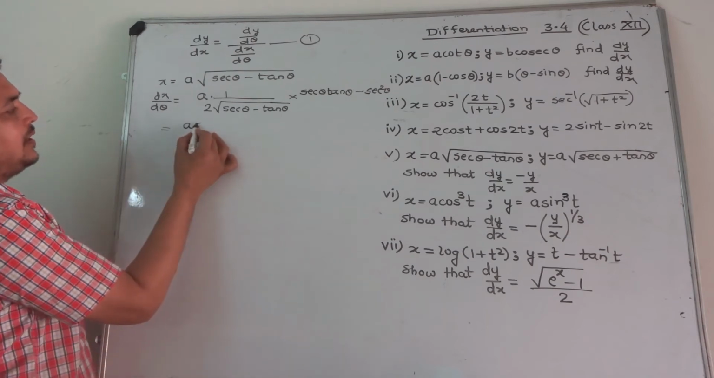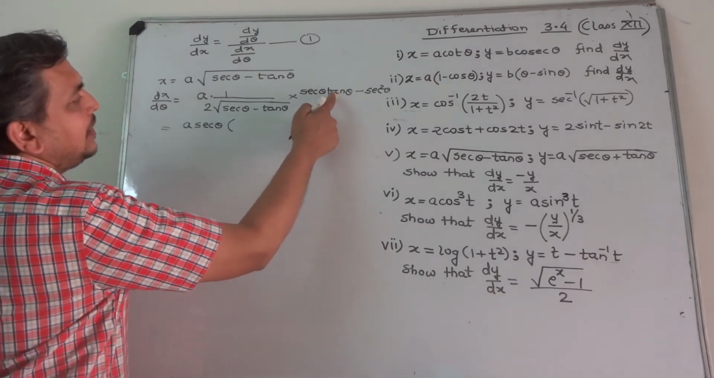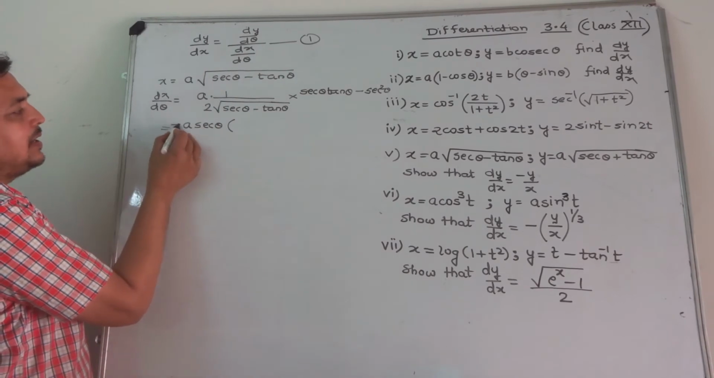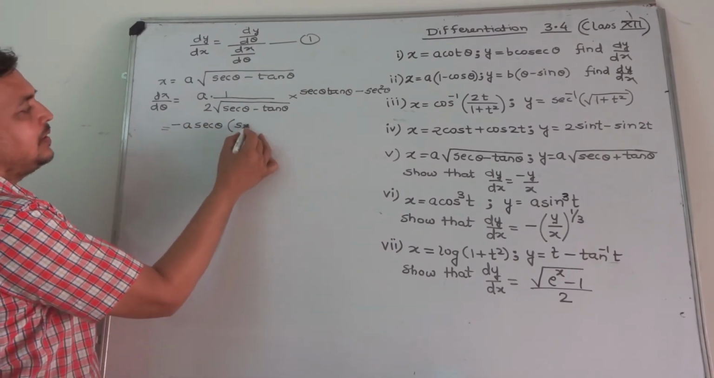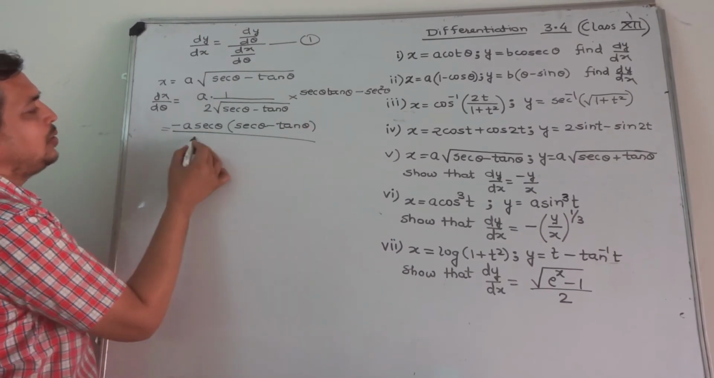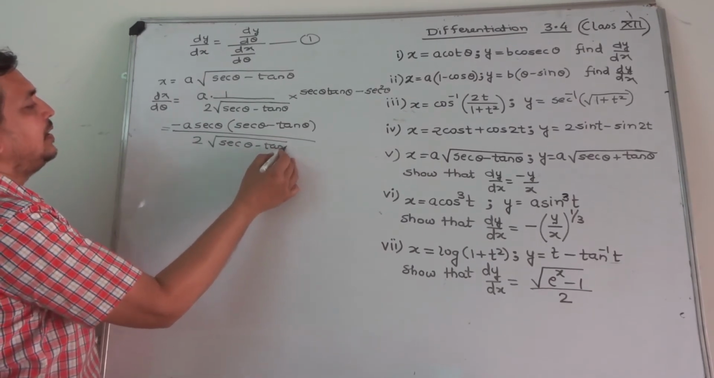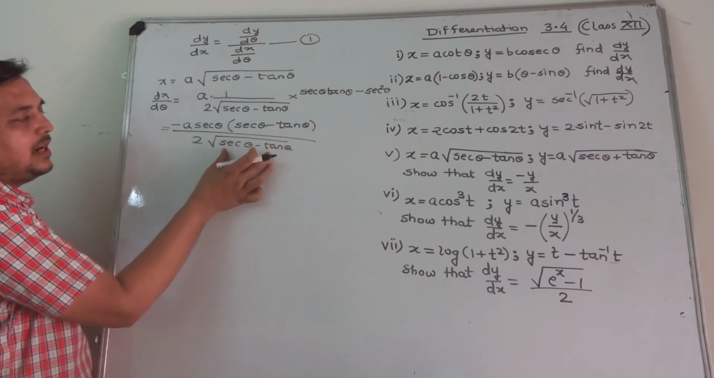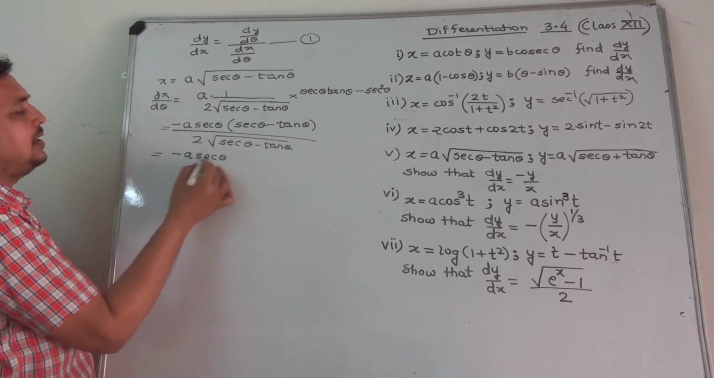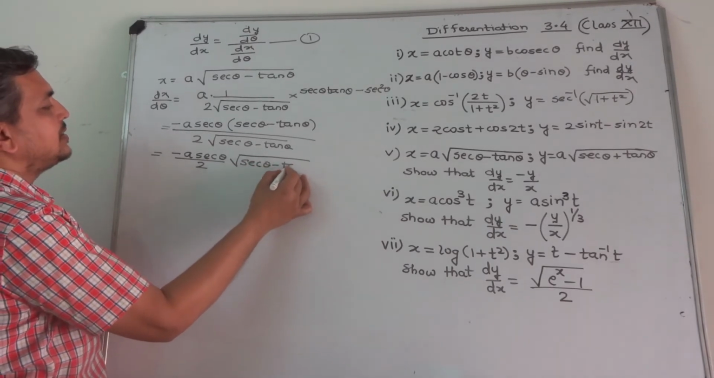Solving this we get a as it is. From the numerator we can take sec theta common. In the bracket we are left with tan theta minus sec theta. But this is sec theta minus tan theta, so let us take minus common. So in the bracket we can write sec theta minus tan theta, and the denominator is 2 root of sec theta minus tan theta. Now this is the bracket, same term inside the root, so one root gets cancelled and we get minus a sec theta upon 2 root of sec theta minus tan theta.